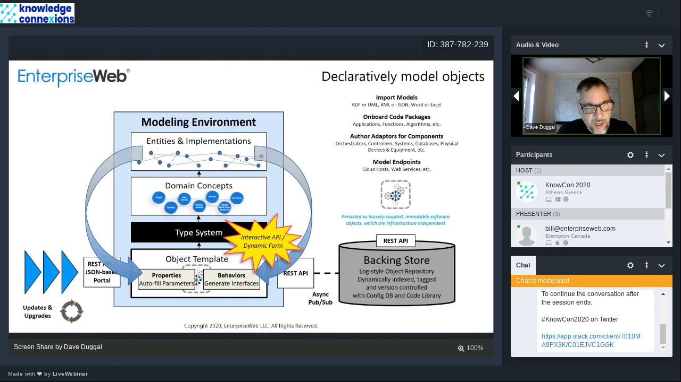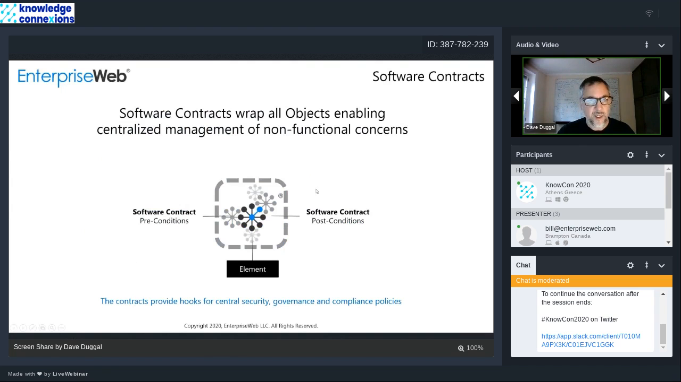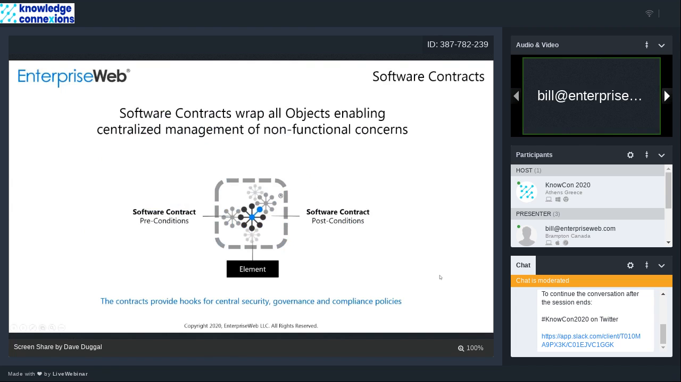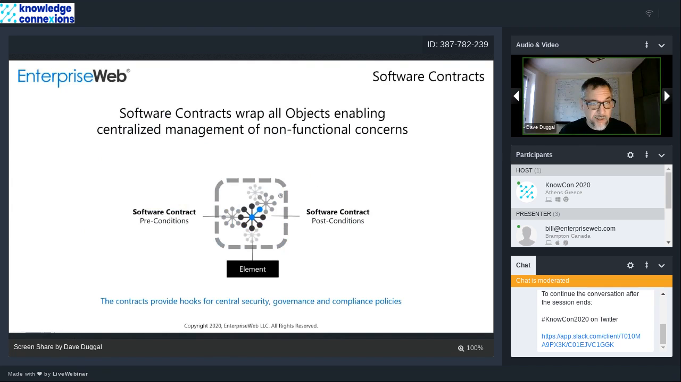And this method of doing this is essentially a model-driven process itself using the same system technology. It supports version control as well, so you can pass through your updates and upgrades, and it will version all of this in our system. We wrap all of our objects in software contracts, which provides hooks for security, governance, and compliance policies.